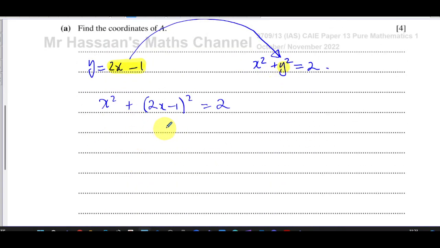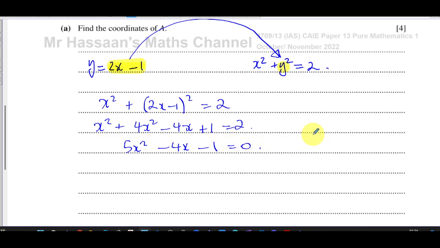So now, let's expand this. You have x squared plus, if you expand this bracket, remember when you expand a square bracket, you square the first term, that's going to be 4x squared. Don't forget to square the number as well. Then you multiply these together and double the product. So minus 2x doubled is negative 4x. And then when you square negative 1, you get positive 1. On this side, it says equals 2. If we simplify this, you're going to have 5x squared minus 4x, and 1 minus 2 is minus 1 equals 0.